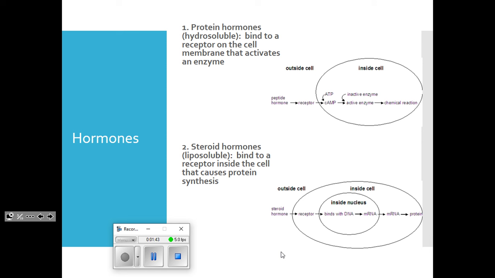So when insulin is having its effect, it's going to attach to a receptor on the outside of the cell. It's not actually going to go into the cell. And then it's going to cause a sequence of chemical reactions catalyzed by an enzyme.